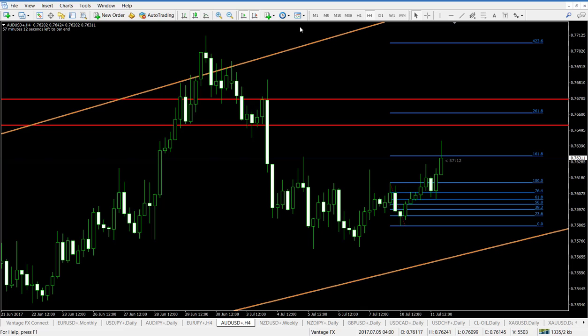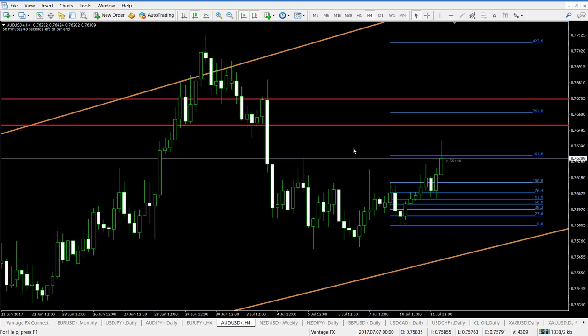So the third level of analysis was adding some Fibonacci levels and predicting some target zones. We have 3 target zones at the moment: one at the bottom of this, one at the top of this, and the other one is the 423.6 Fibonacci level.